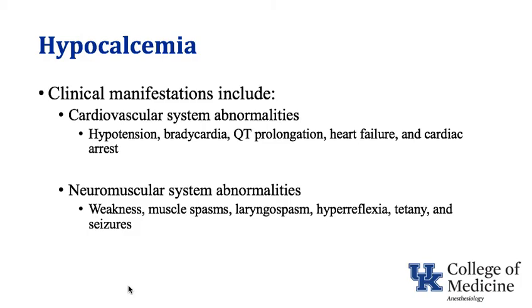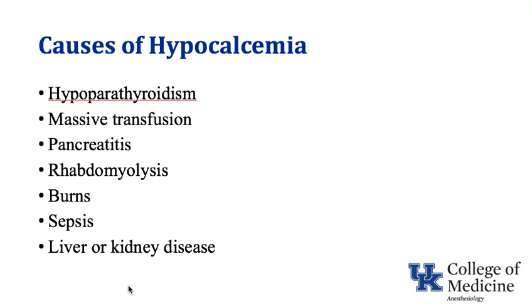For hypocalcemia, the clinical manifestations include the cardiovascular system and the neuromuscular system again. Cardiovascular system abnormalities can include hypotension, bradycardia, QT prolongation, heart failure, and cardiac arrest. Neuromuscular system abnormalities can include weakness, muscle spasms, laryngospasm, hyperreflexia, tetany, and seizures. Causes of hypocalcemia include hypoparathyroidism, massive transfusion, pancreatitis, rhabdomyolysis, burns, sepsis, and liver or kidney disease.